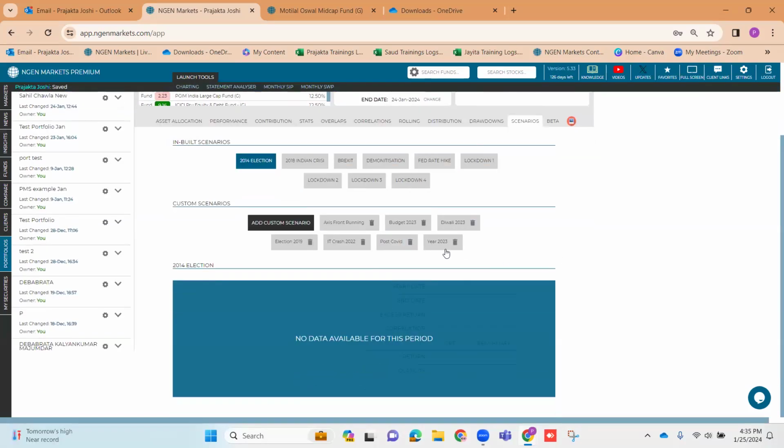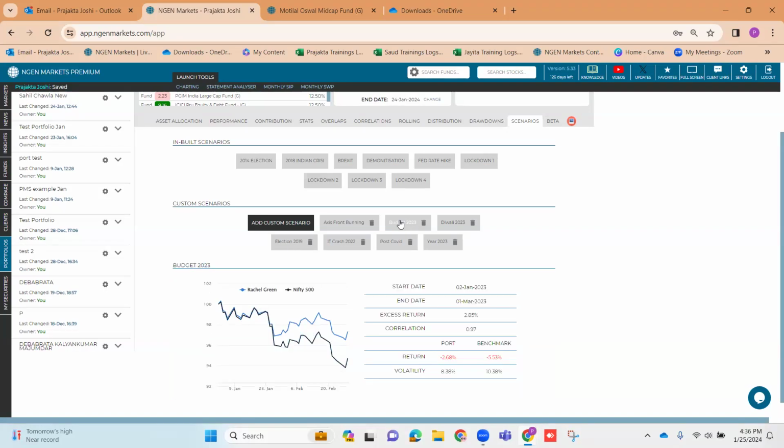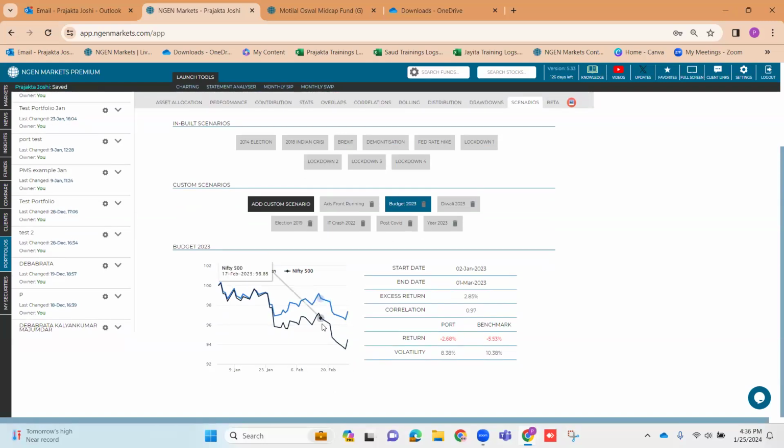And once this is done, you need to simply locate that scenario. So this got saved here, budget 2023, and you see the performance of your benchmark versus the performance of your portfolio highlighted in a graphical manner as well as a tabulated manner. The black line shows the performance of your benchmark, which is Nifty 500 in this case, and the blue line is the indicator of your portfolio performance, right? So the benchmark fell by 5%. On the other hand, your portfolio also fell, but it was resilient that way, and it fell only by 2.5%.